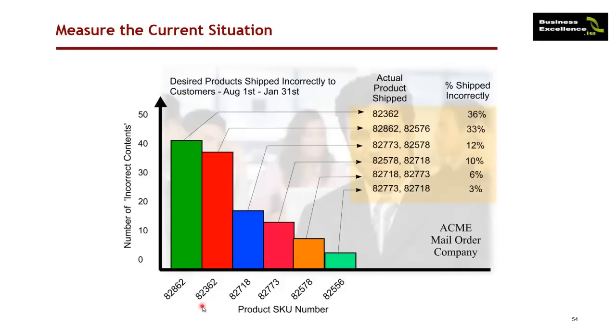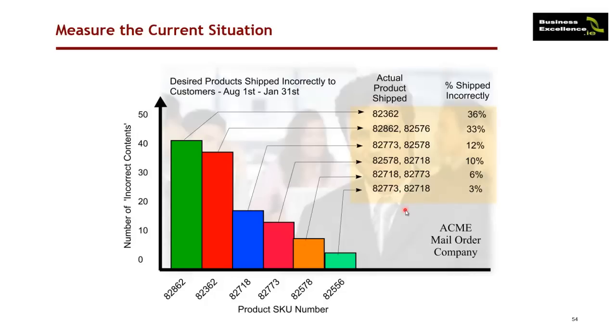If somebody asks for this product, 82362, 33% of the time they got the product incorrectly, and they got either this product 82862 or 82576. Right down to if somebody asks for this product 82556, 3% of the time they got the product shipped incorrectly, and they either got this product or this product.